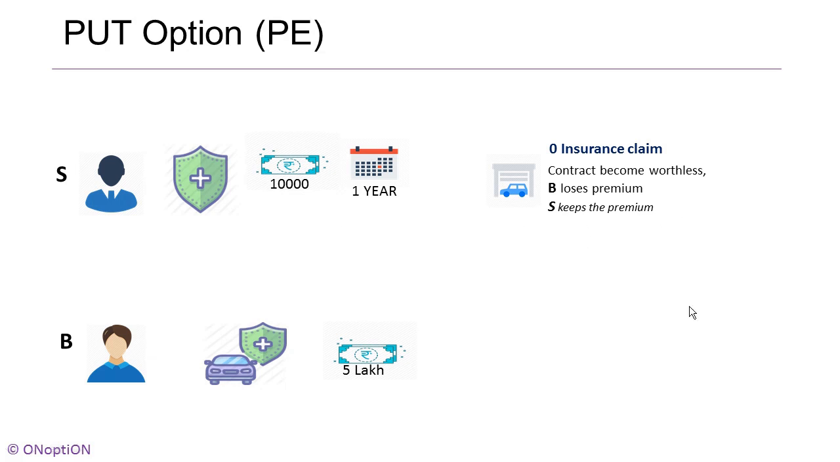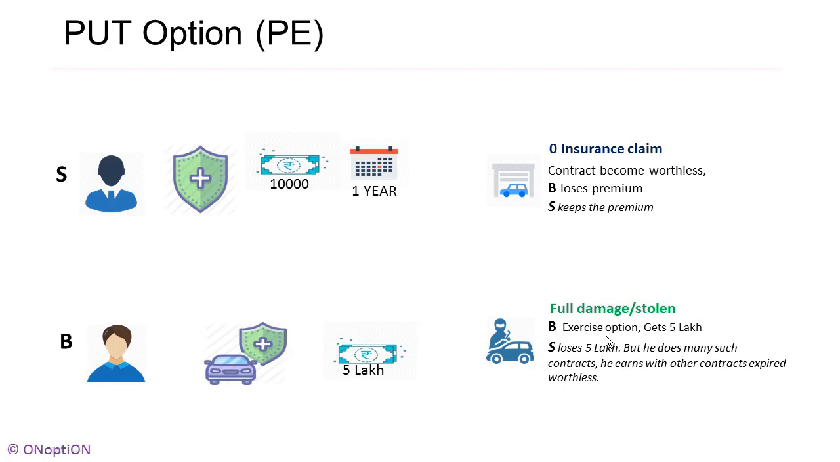Let's take the second scenario. The car has been stolen, or it has met with an accident and got fully damaged. So B exercised the option. That means he claims the insurance and gets the insured value of the full 5 lakh rupees. So the insurance company loses all the 5 lakh, but the insurance company makes many such contracts with many other car owners. So they earn with the other contracts that expired worthless, meaning where no claims were made. So the company makes a profit with that.